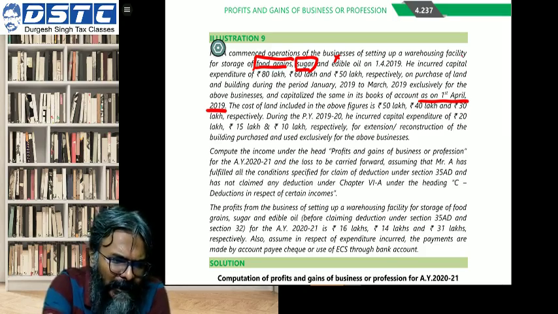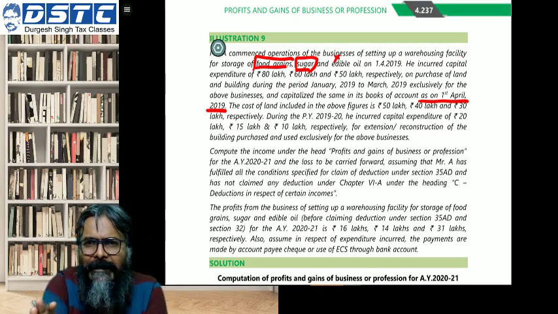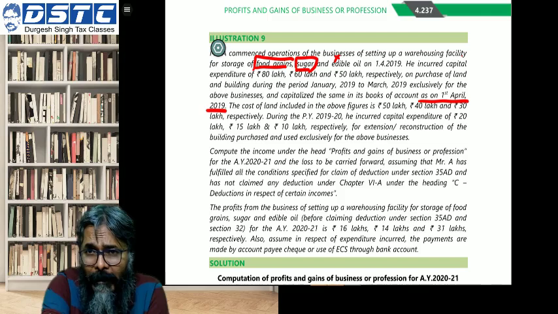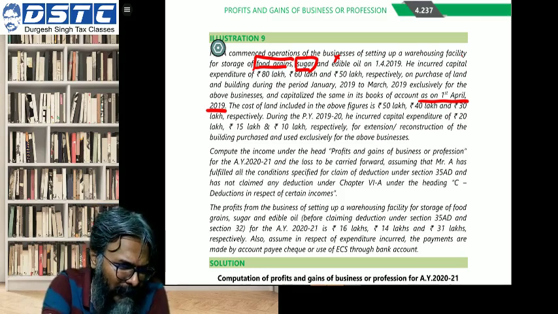And in the last case, students, which is 50 lakhs, the land cost is 30 lakhs. So 20 lakhs only in the last case, for edible oil, 20 lakhs only will be eligible for what? Eligible for the depreciation allowance. Depreciation allowance, students. So just keep that in mind.